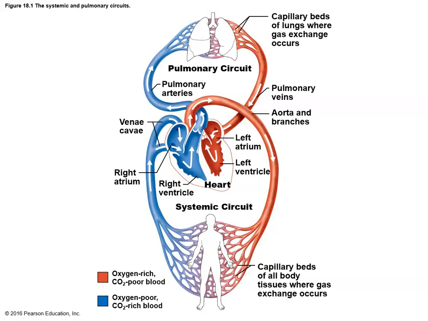And what you can see is that half of each of those circuits consists of oxygen-rich blood, and half of each of those circuits consists of oxygen-poor blood.